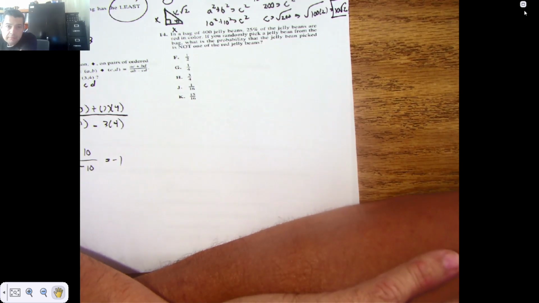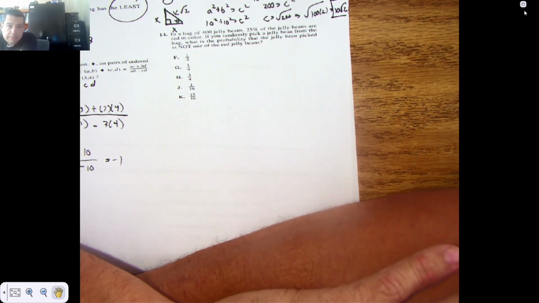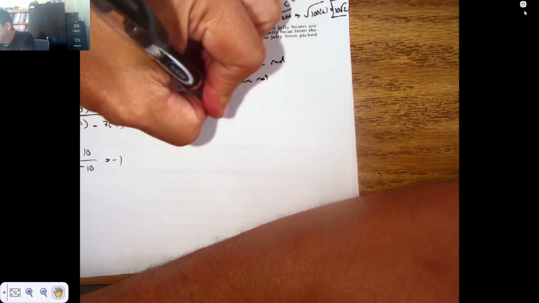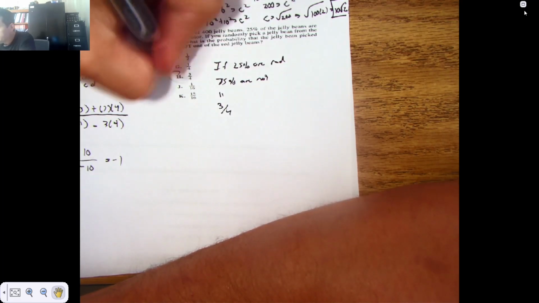14. In a bag of 400 jelly beans, 25% of the jelly beans are red in color. If you randomly pick a jelly bean from the bag, what is the probability the jelly bean picked is not a red jelly bean? So if 25% are red, 75% are not. 75% is equal to 3 over 4, last I checked.